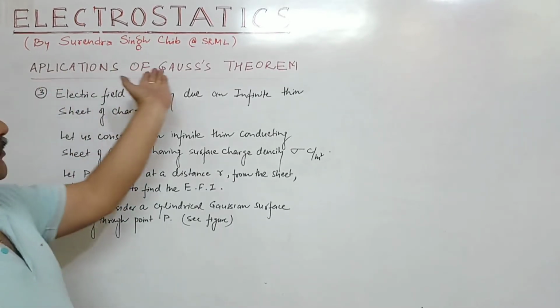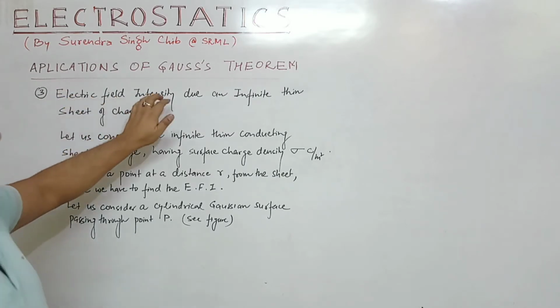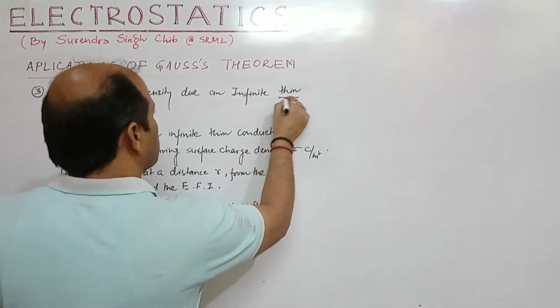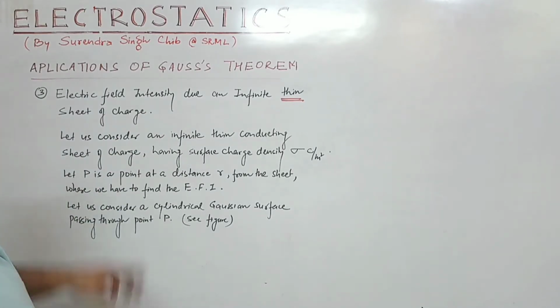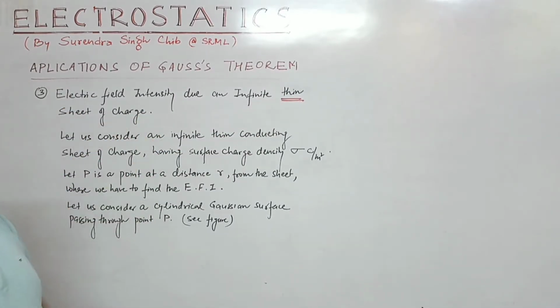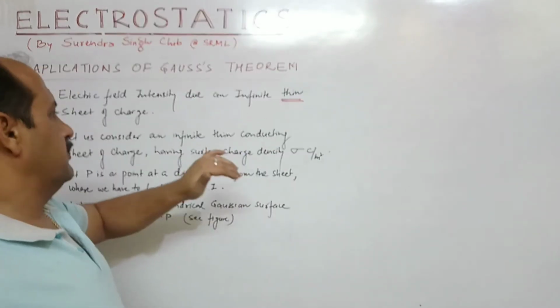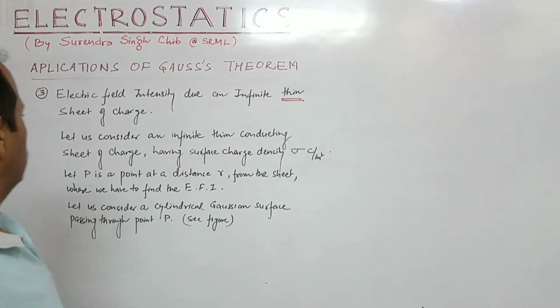We were doing application of Gauss's theorem. Today we will do the third application. In this we have to find electric field intensity due to an infinite thin sheet of charge. So today we will take electric field intensity due to an infinite thin sheet of charge. Not only thin, you can have thin or thick, conducting or non-conducting. So first we are taking a thin and conducting sheet of charge.